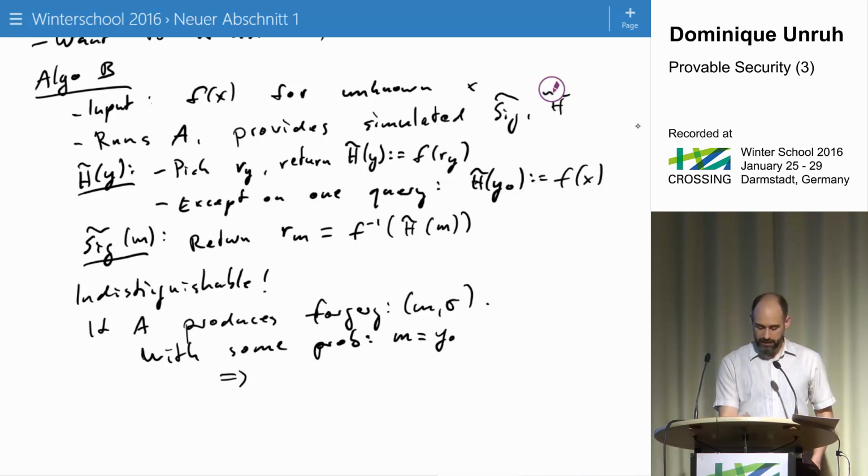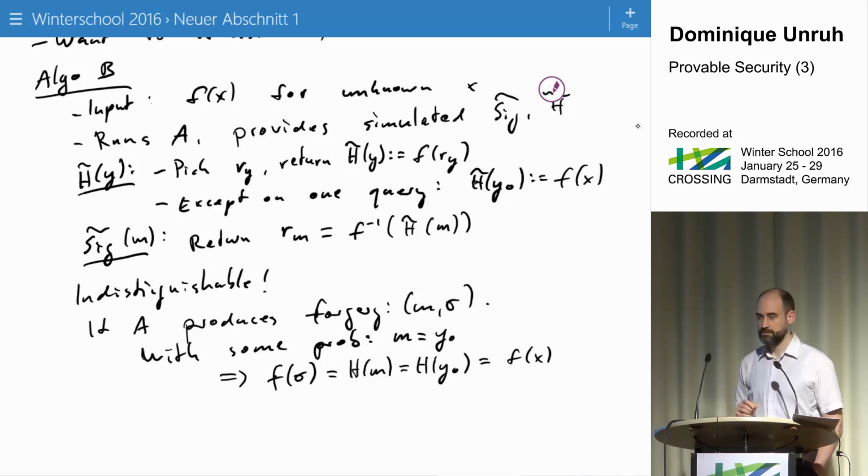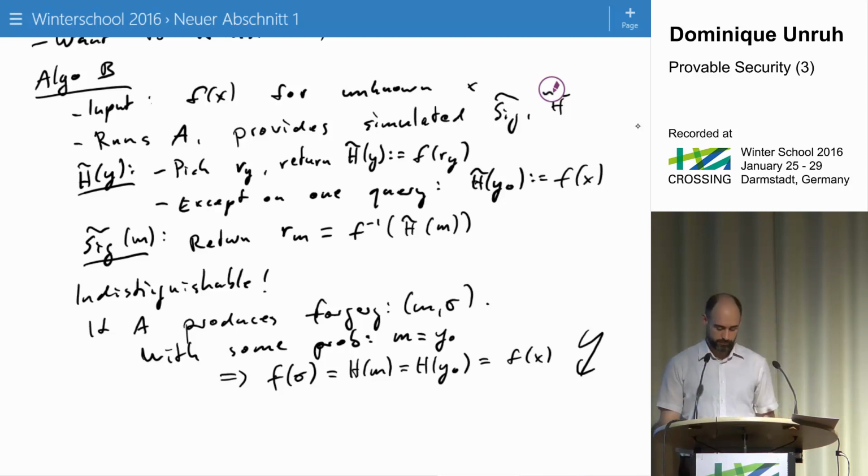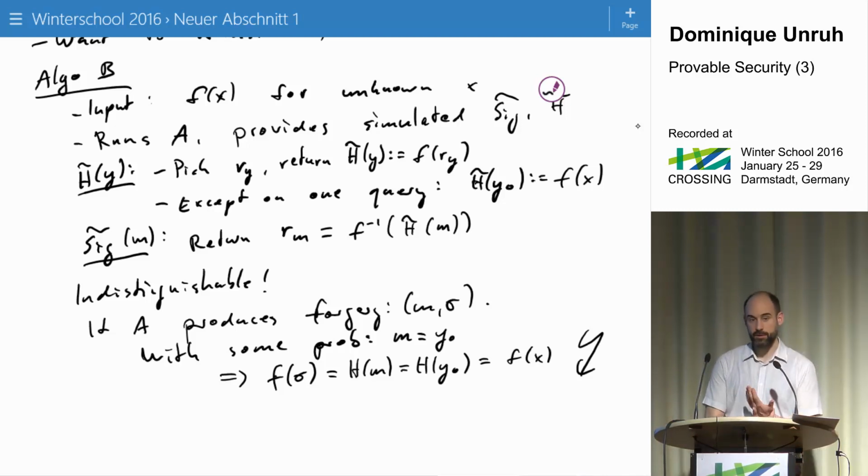And then we know that since this has to be a valid signature, f of the signature equals hash of the message, which is hash of y0, which is f of x. And this gives us a contradiction because this means we have found a pre-image sigma of f of x, and this was something we can't do. So this was the proof of security of full domain hash in the random oracle model.